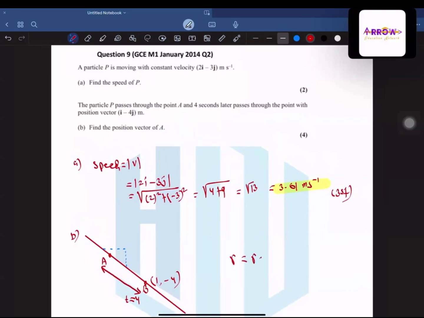So I'm going to say that r is equal to r naught plus vt, and r naught is unknown because we are considering the journey of these 4 seconds. t equal to 0 means you are at point A, so r naught is the initial position vector of this journey. Therefore r naught is the position vector of point A. And 4 seconds later, we are at i minus 4j. The constant velocity vector is 2i minus 3j, and the value of t is 4. As simple as that.